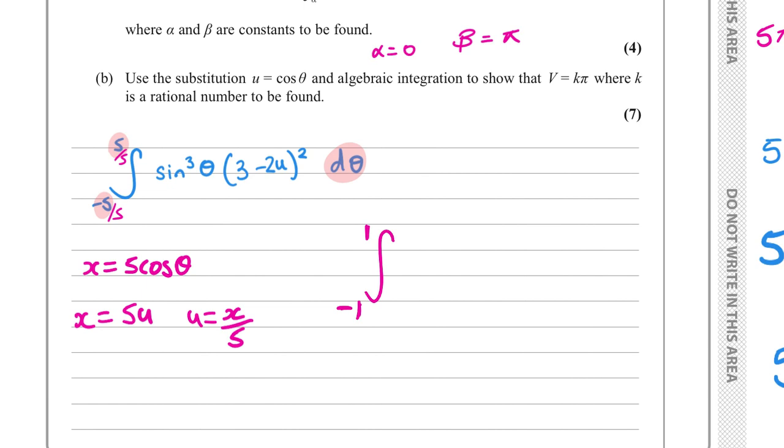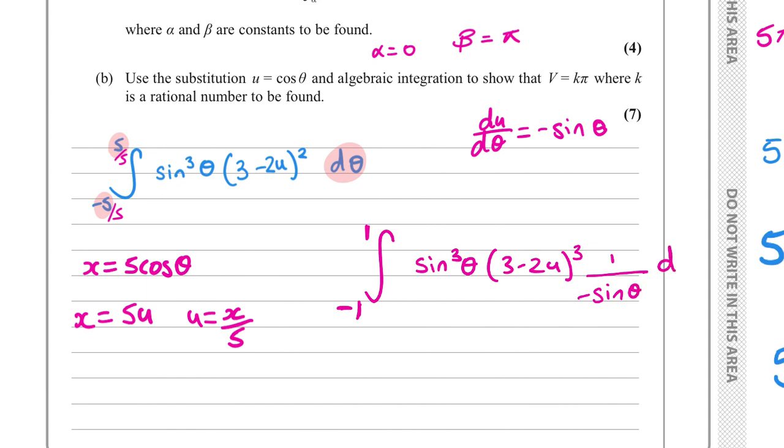Okay? Then, right, so what is d theta? So if we differentiate u with respect to theta, cos differentiates to negative sine. So now we're going to have this, sine cubed theta equals, bracket 3 minus 2u squared. And then what is d theta? D theta is 1 over negative sine theta du.